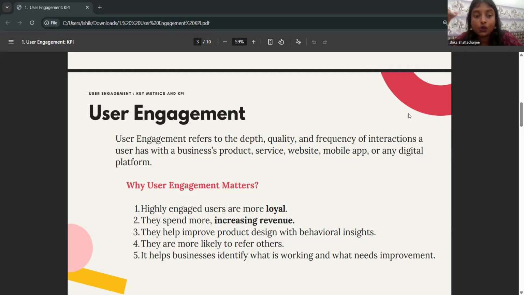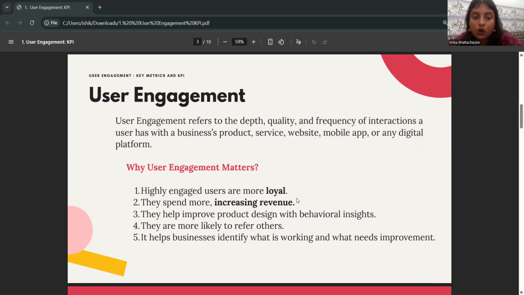Okay. So, you can see why user engagement matters, because highly engaged users are more loyal, right? And if we have loyal users, we can just rely on them, that whatever we launch, these users are going to be there. Now, if the users are spending more time on the platform because the engagement is very good, that increases revenue for the business.